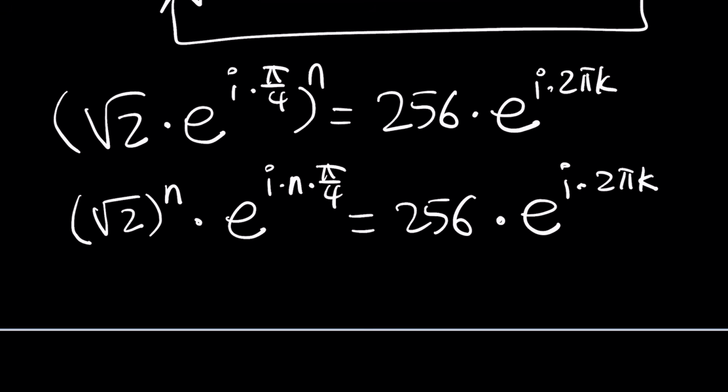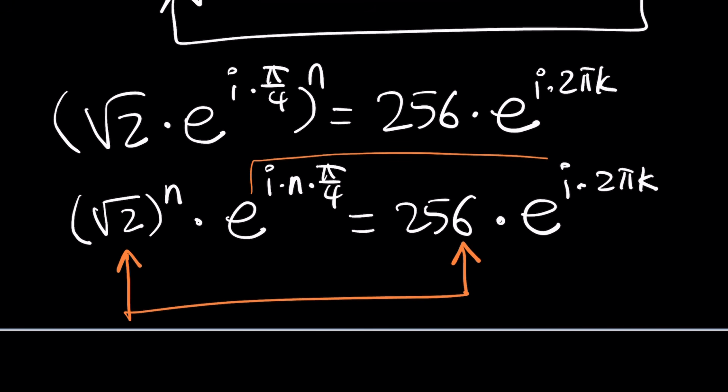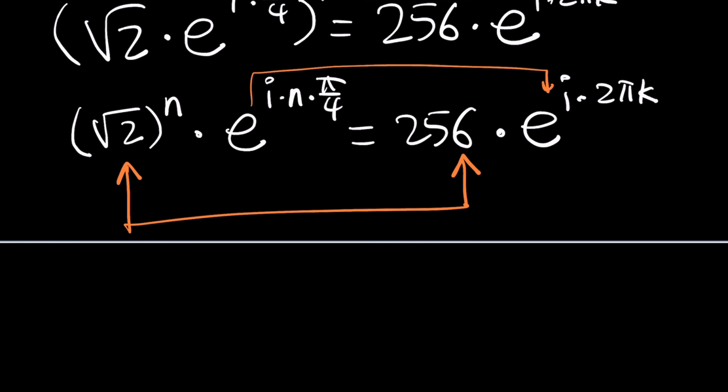Because the only way these two things can be equal is when these two things are equal and those two things are equal. Obviously, you can also find out by dividing both sides by e to the i 2 pi k, so that you can put the powers of e on one side and everything else on the other side as a power of 2, and then you can also go from there. But I think this comparison will be a lot easier.